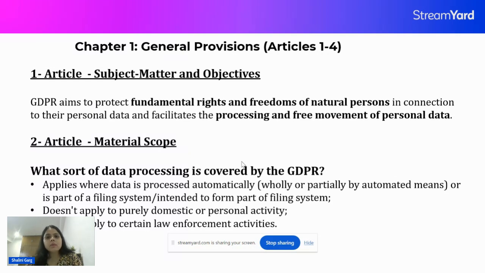What does it mean? The filing systems are actually structured files. It does not mean that any paper lying around in the office or lying around on the road will be covered by GDPR. But if that paper is in the file of a company, then the GDPR would be applicable. So this is what is meant by the filing system. For all automated processing, GDPR will apply, and for filing systems, the GDPR will also apply.